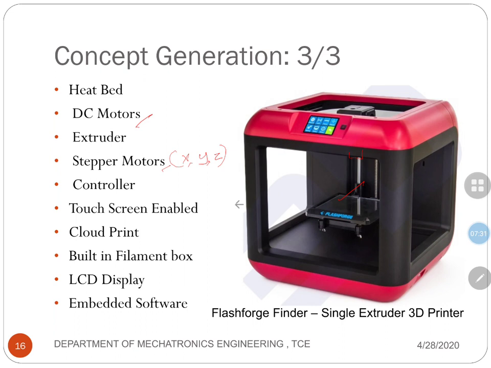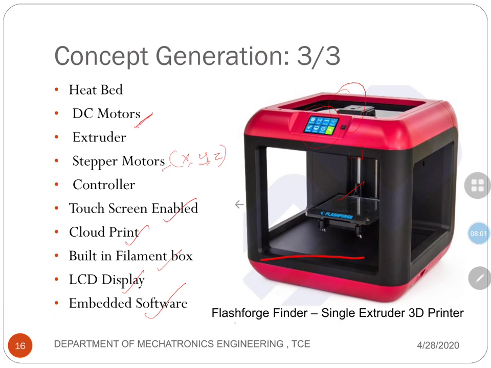In most of the part lists of various 3D printers, DC motors will not be available, and they will not give these DC motors. For the controller, you can use a proprietary, touch screen enabled controller. It's a cloud print, so you can print from the cloud. There is a built-in filament box behind this. Then the LCD display, this is the LCD display, and embedded software.